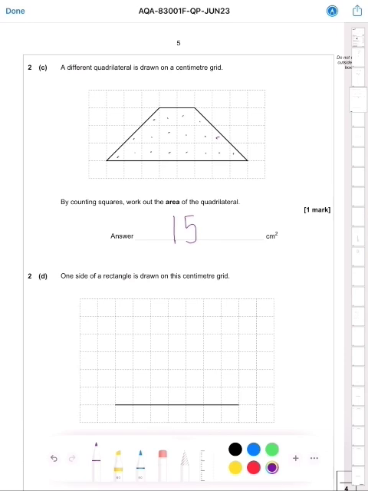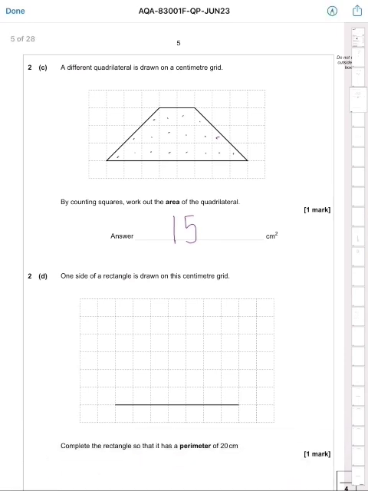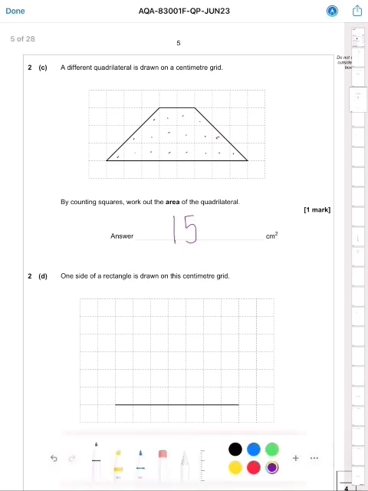Okay, next question says one side of a rectangle is drawn on a centimetre grid. Now it's telling me it has a perimeter of 20, so I need to work out what the measurement is of the line that's already drawn. And if we count those squares, we can see that it is 7 centimetres.